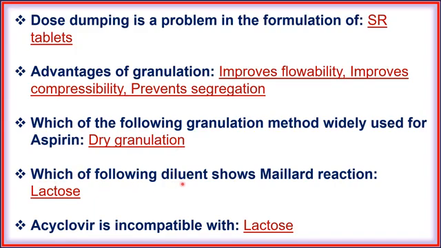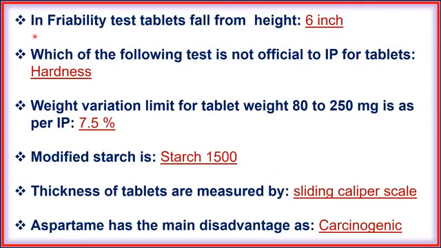Next, which of the following diluents shows Maillard reaction? That is lactose. Next, acyclovir is incompatible with lactose. Next, in the friability test, tablets fall from a height of 6 inches. Next, which of the following tests is not official in IP for tablets? That is hardness. Next, the weight variation limit for tablets weighing 80 to 250 mg is, as per IP, 7.5%. Next, modified starch is Starch 1500.